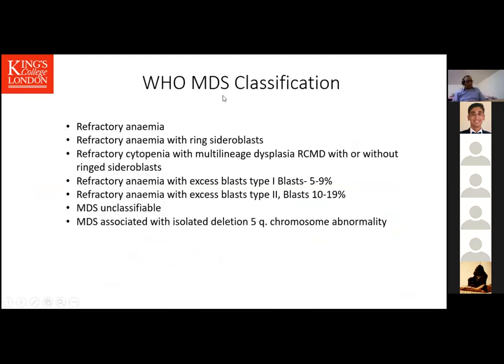So WHO MDS classification, how we classify MDS is by progression of the disease. So we can have just refractory anemia. That means the patient is just anemic, right? The platelets are fine, the white cell count is fine, but this patient is anemic. We do a bone marrow, we don't find any increased blast cells or leukemic cells, and there is no other cytogenetic abnormality. So this is just a refractory anemia, so MDS-RA.